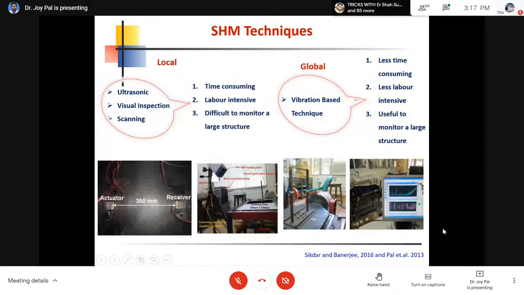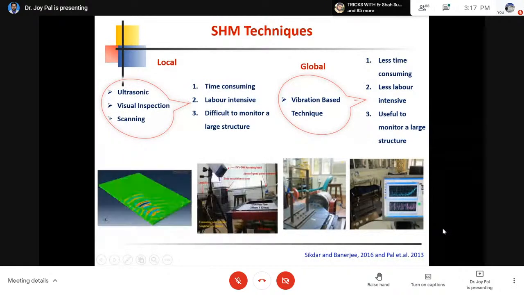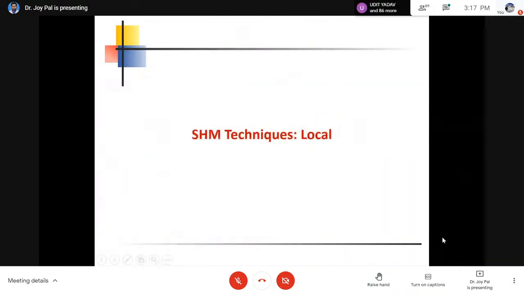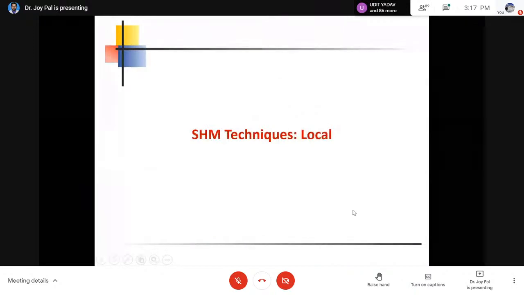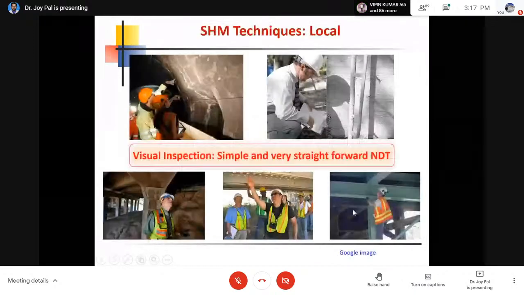So now coming to the local techniques. I'm starting with visual inspection. It is a very simple and straightforward thing, that you will go and check the structure. But it is not that easy either, because it requires a lot of experience. An extremely experienced person can identify the things.